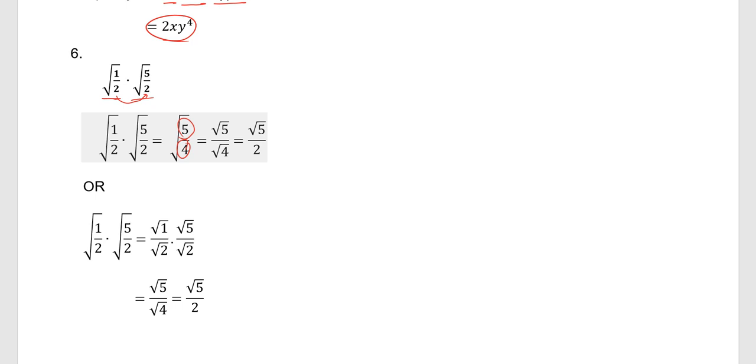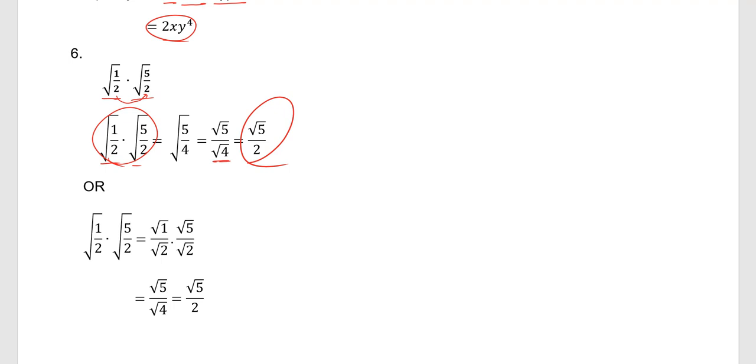So these two multiplied together give us the square root of 5/4, which then again we can distribute the root to the numerator and the denominator each separately. So then we'll get the square root of 5 over the square root of 4, but the square root of 4 is 2, so then we get just the square root of 5 over 2.